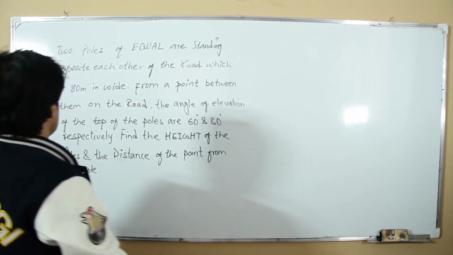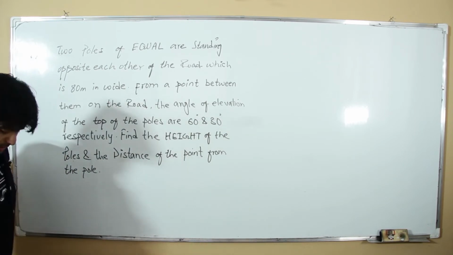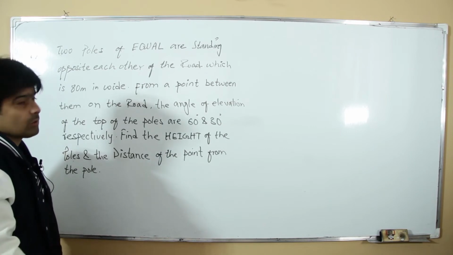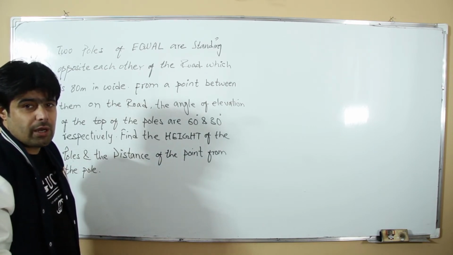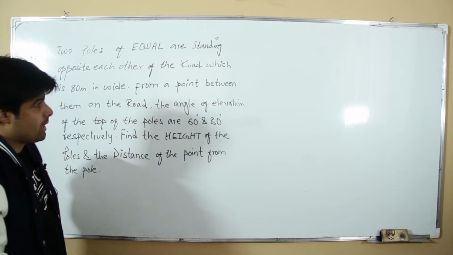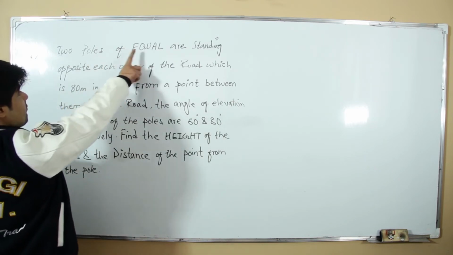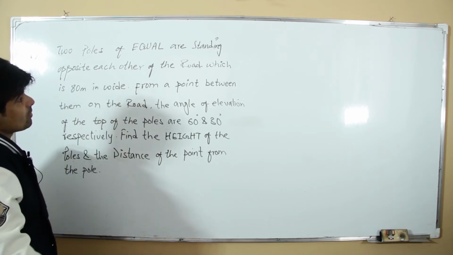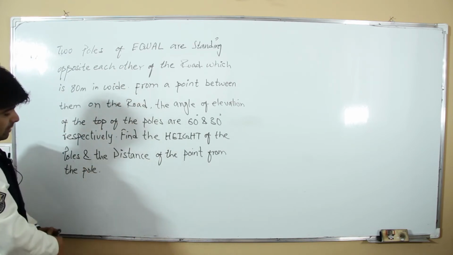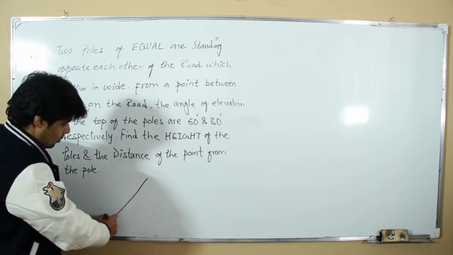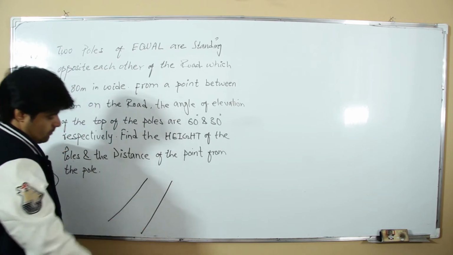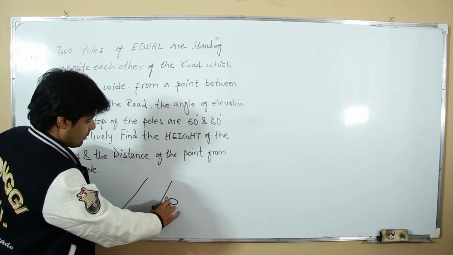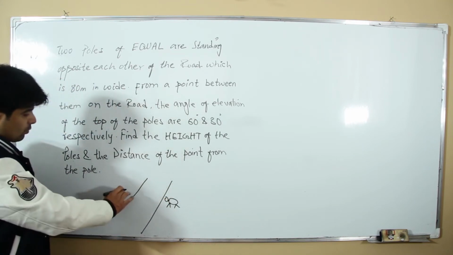Question number 9. Two poles of equal height are standing opposite each other of the road. What do you mean by pole? It's a kind of animal which we can find in snows area. By the way, they have equal height and are standing opposite each other of the road, which is 80 meters. Suppose this is a road. Now we have in here one of this animal, and we have here also.